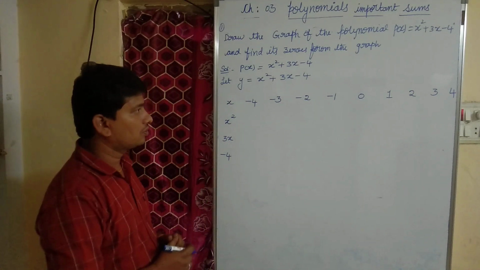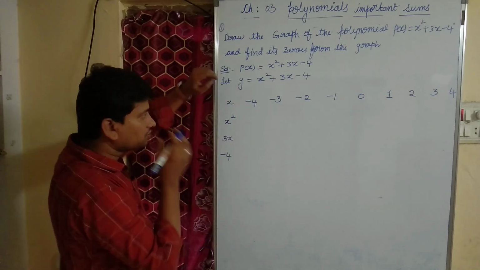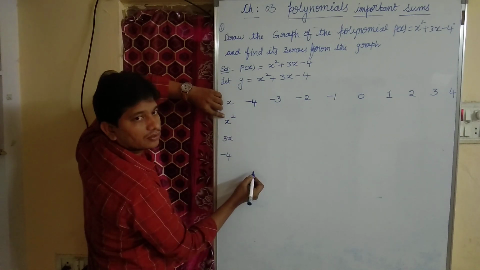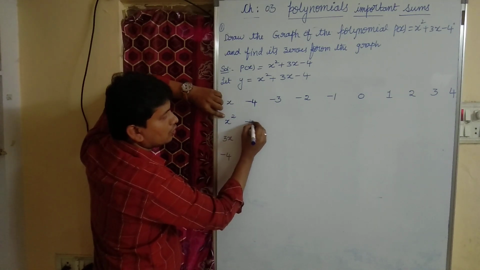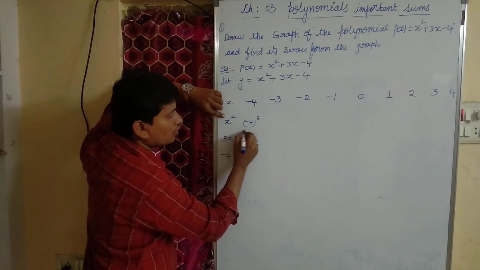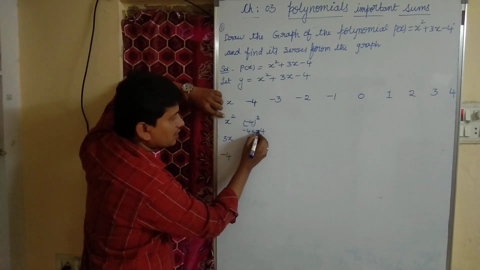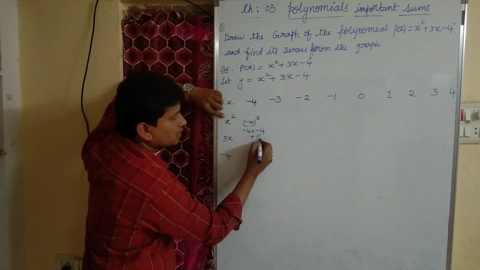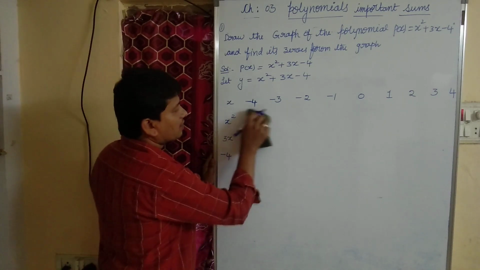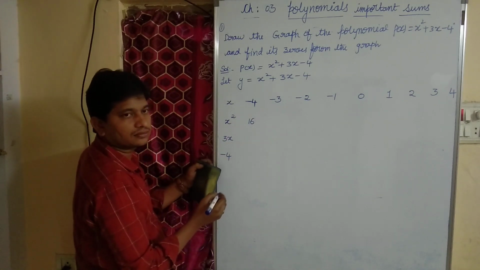Now coming to our first term, x square. X square is nothing but minus 4 whole square. What is minus 4 whole square? Minus 4 whole square is nothing but minus 4 into minus 4, I mean minus into minus is plus, 4 fours are 16. So children, minus 4 whole square is nothing but 16.